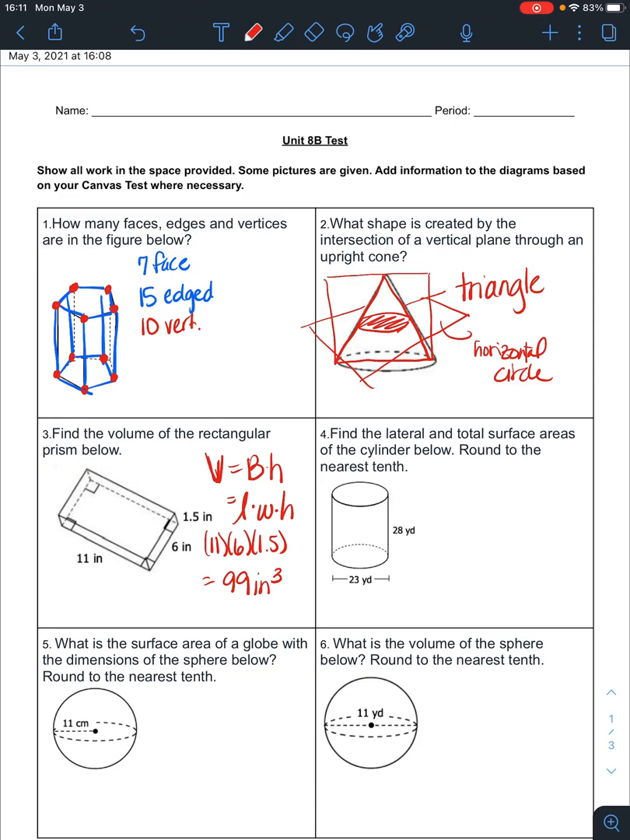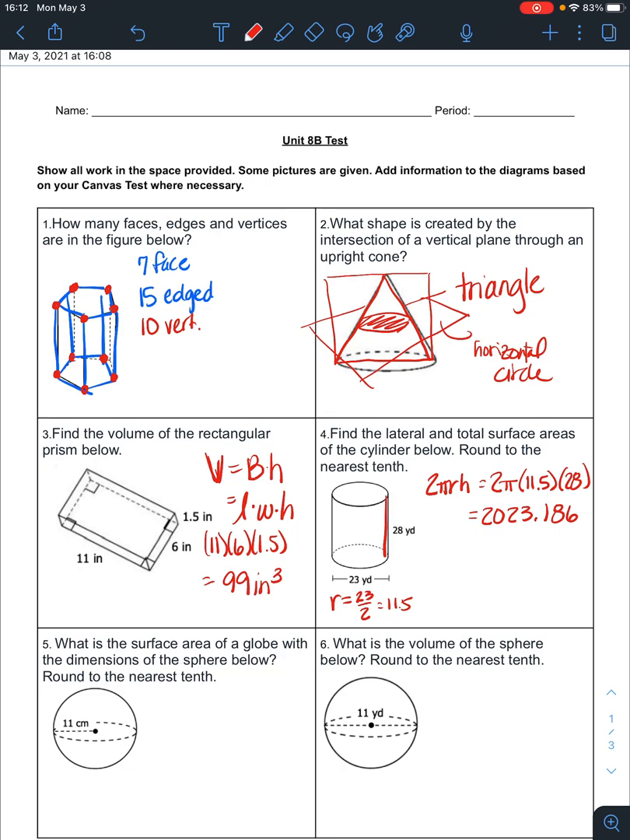So lateral area and surface area of a cylinder. If you look up your formulas, your lateral area is 2 pi r h. So we take 2 times pi times the radius. So the radius is half the diameter. So that's 23 over 2, which is 11.5. So times 11.5 times the height, which is 28. So 2 times pi times 11.5 times 28, and you get 2023.186. We carry out a few decimal places.